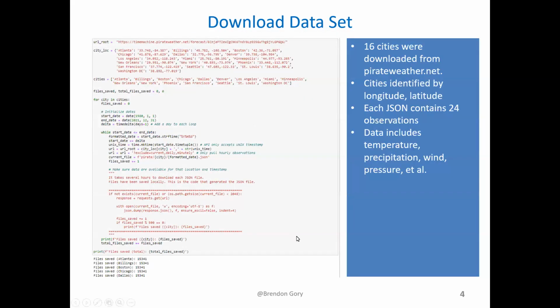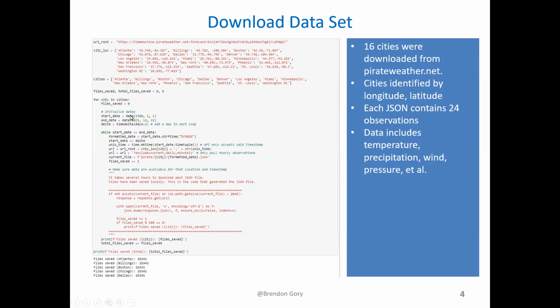To download the data, we went to pirateweather.net. This website hosts a lot of data and observations of weather data going back to 1980 for a lot of cities throughout the world. Again, we're just focusing on 16 cities within the United States, and here's a list of those cities. We tried to capture all the different types of regions and different climates, microclimates within the United States.